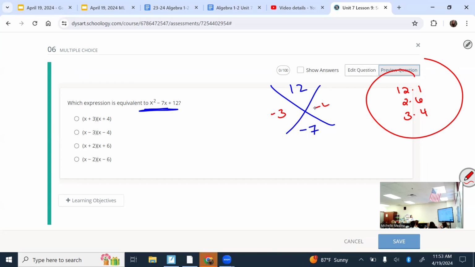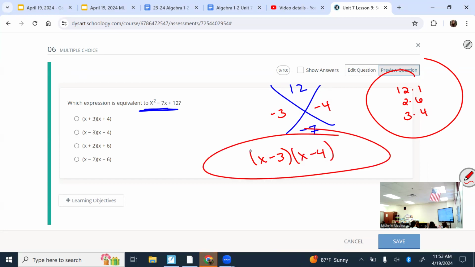Okay, perfect. Now, when you write it in factor form, it should look like this. Your factor form always looks something like this, with the symbol and number corresponding to what it has to be in your diamond method, so that it multiplies to this and adds to this.